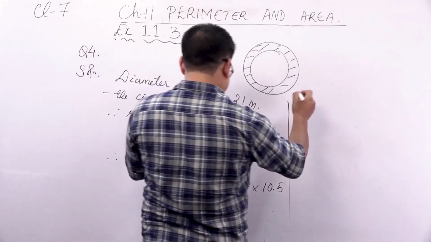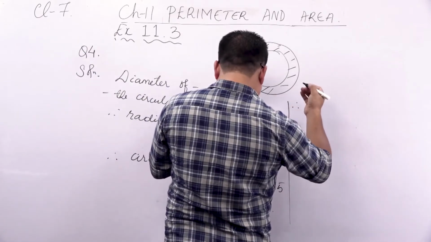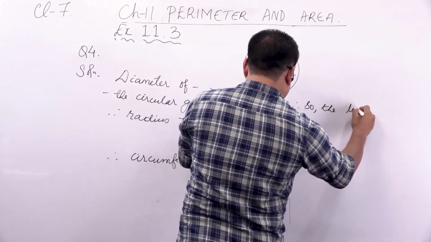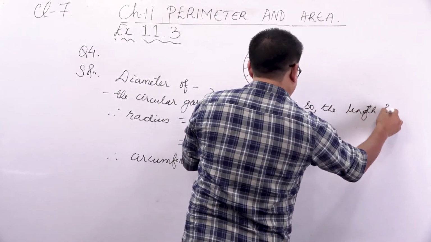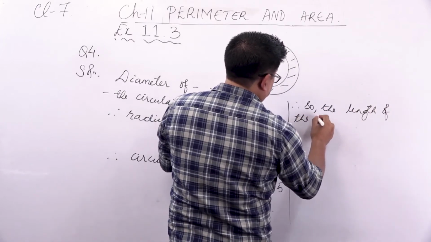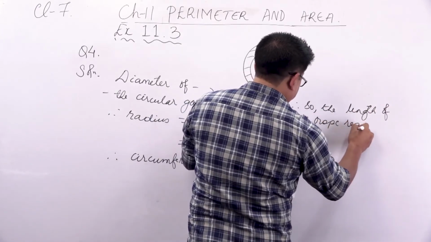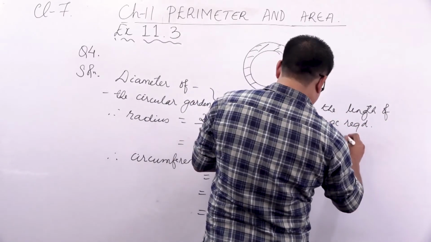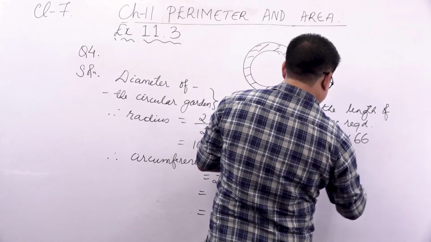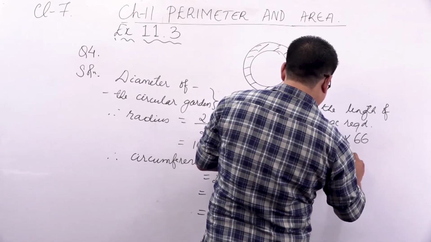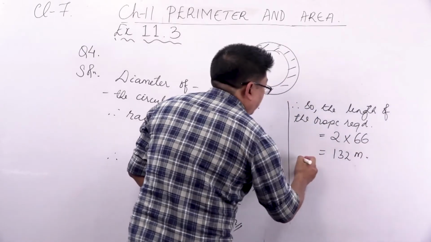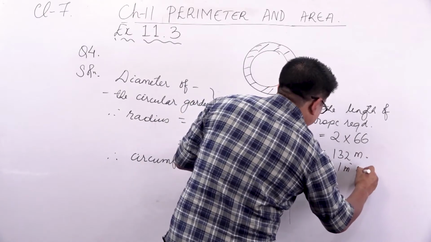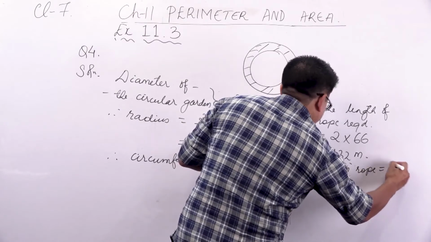Let's look at how to find the length. So the length of the rope required. So we're going to go 2 times, right? So 2 into 66. It is nothing but 132 meter. Also, cost of 1 meter rope is given as rupees 4.